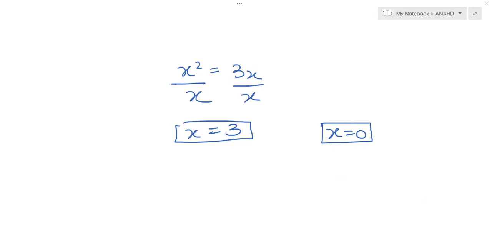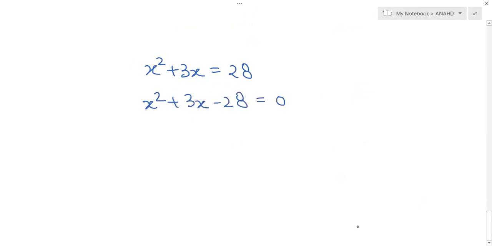Now I would like to end with a final example of how to factorize a normal equation in which all three terms are present, because in this one we have only two terms present. Let's try the last one: x squared plus 3x is equal to 28. So the very first step, we try to make it in the general form like this. Now, the next part is where we try to factorize.